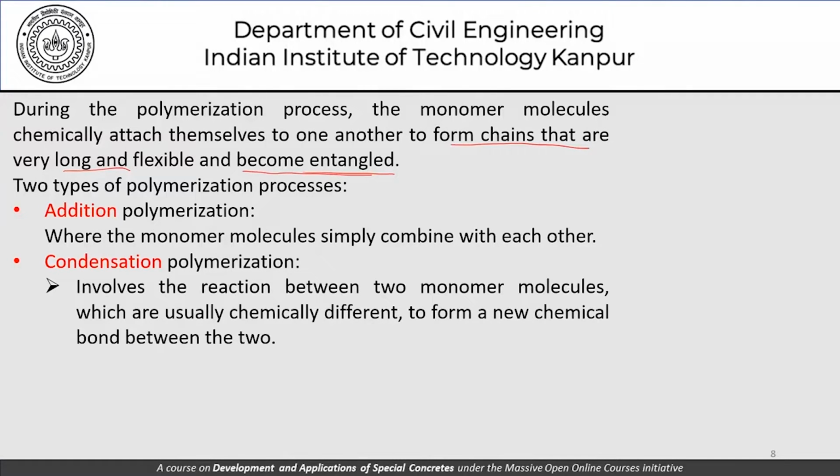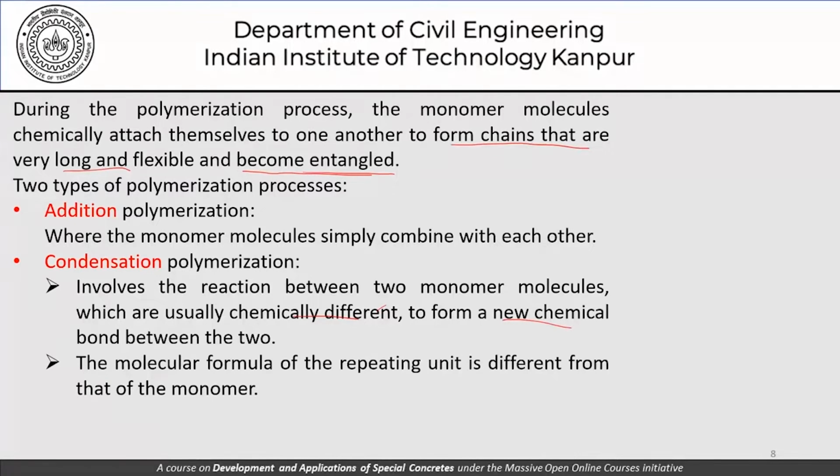Condensation polymerization, on the other hand, involves the reaction between two monomer molecules which are usually chemically different to form a new chemical bond between the two. The molecular formula of the repeating unit is different from that of the monomer.